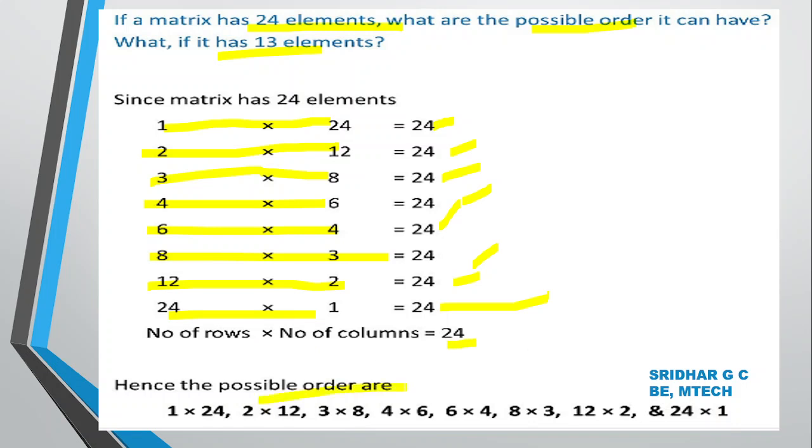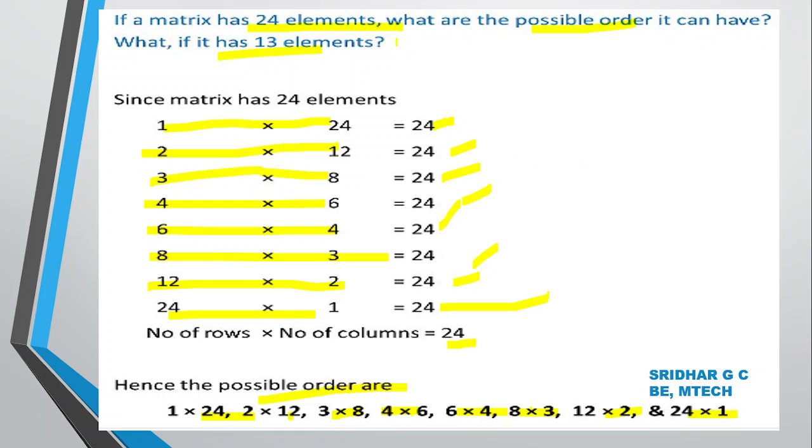They are asking for the possible orders, so count them: 1, 2, 3, 4, 5, 6, 7, 8. So there are 8 possible orders. You should write the orders, not the number: 1 cross 24, 2 cross 12, 3 cross 8, 4 cross 6, 6 cross 4, 8 cross 3, 12 cross 2 and 24 cross 1. This is the way to write the order. And they are asking one more question.